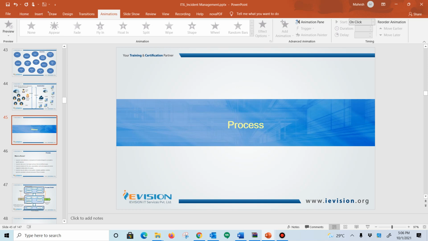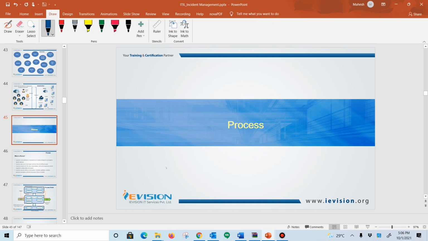Processes can be in terms of incident management, problem management, change management, service request management, service level management, service catalog management, availability management, capacity management. These are some examples of the processes that need to be implemented by an IT service provider. So let us get into the definition of a process.